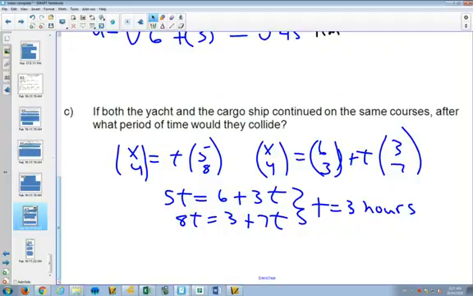If you got a different value of t in the first equation than you got as a value of t in the second equation, it would mean that they don't cross the same point at the same time. They still might cross paths, but they just won't cross paths at the same time. But here they collide after 3 hours. Should have been paying more attention on that cargo ship.